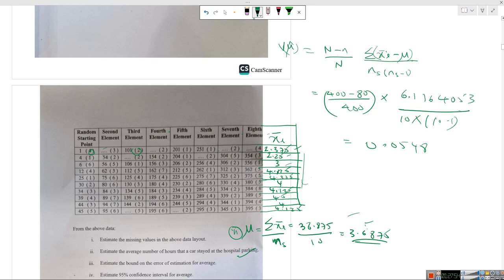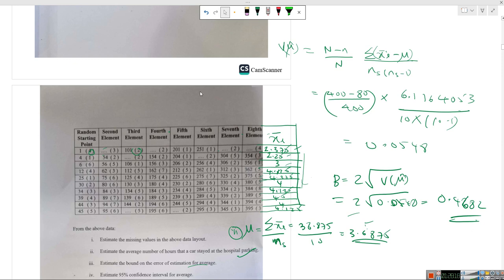Again, what they are asking is to estimate the bound on the error of estimation for average. So B is equal to 2 into the square root of the variance of mu hat. That is 2 into the square root of 0.0548, and you will get the answer as 0.4682. So this is the answer.